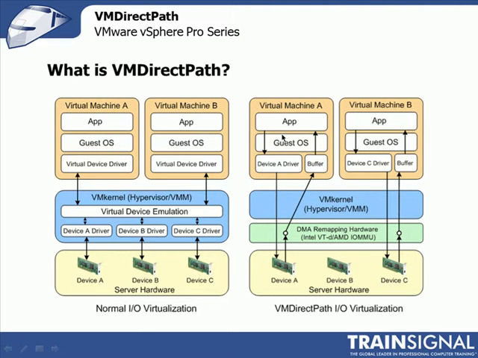Using VM Direct Path, the VM uses a regular device driver and not the VMware specific one, and directly controls the hardware device. For data received from the hardware device, the DMA remapping hardware converts the guest physical address to the host physical address, which goes directly to the buffers of the guest OS without going through the VM kernel.